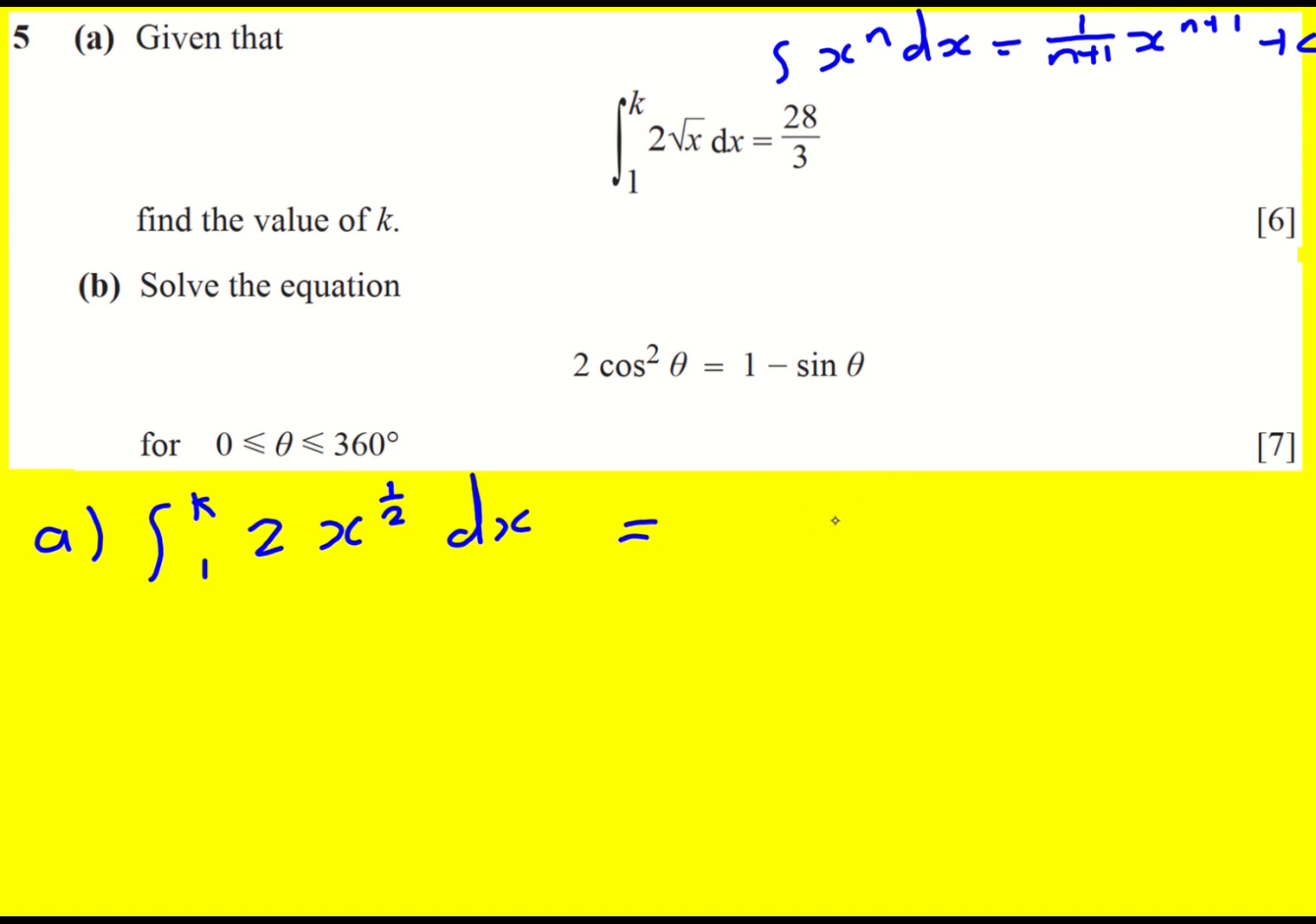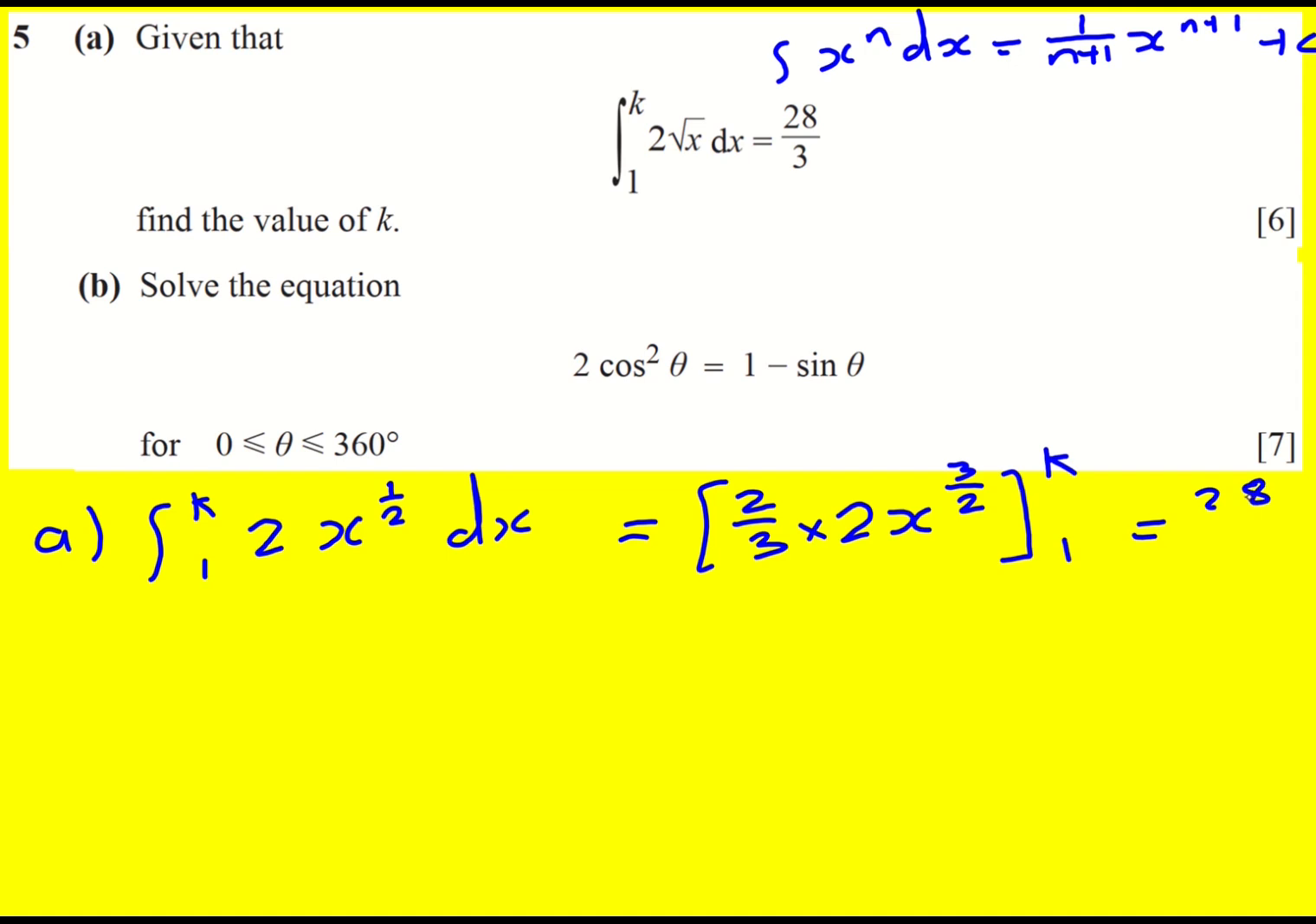So here I'm going to raise the power to 3 over 2, adding 1, half plus 1, and then divide by 3 over 2, which is actually the same as timesing by 2 over 3. If you want, you can write it as a fraction, you can use your calculator, but I'm just going to go this quicker route. And then we've got k and 1.